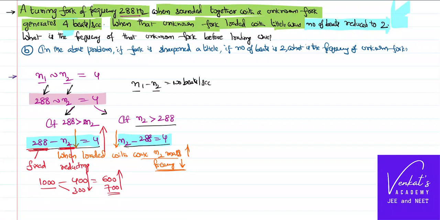So the number of beats has to increase, but it is given that the number of beats is reduced to 2. So this case is not valid in our given problem, because if this is correct, when waxed, the number of beats is supposed to increase, but in our problem the number of beats is reducing. So this is a wrong option here, we can't use this.